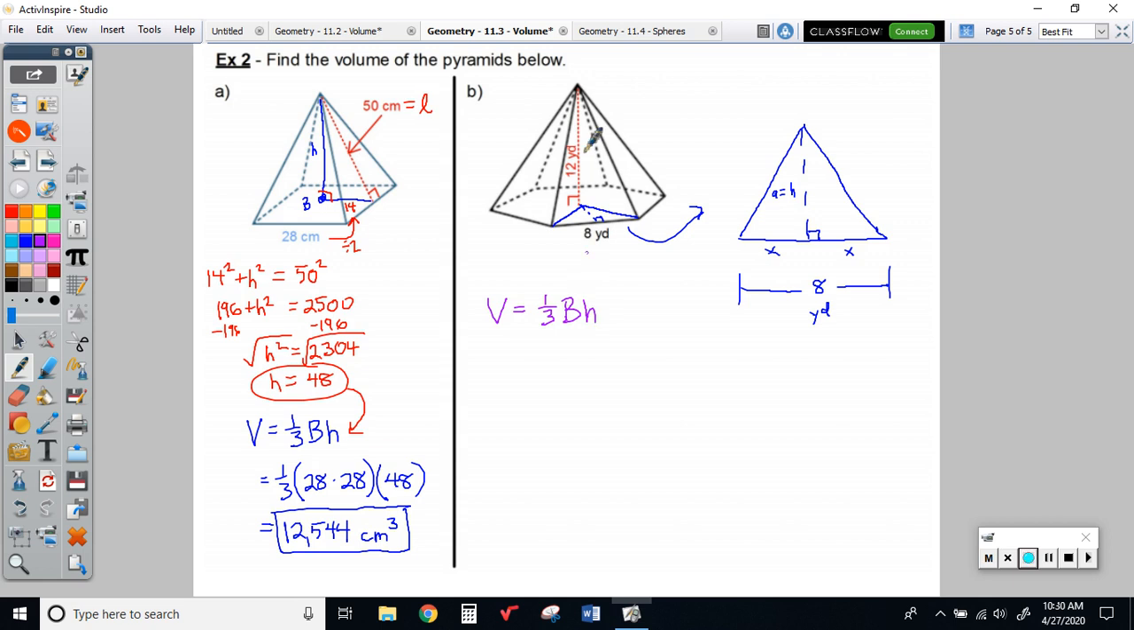BH. So I know that H is right here, the height, this H is the height of the pyramid, it's 12. But I need to figure out the area of the base. So I don't have that information yet. The base is this hexagon. I'm going to be figuring out the area of this triangle and multiplying it by 6 to get there.